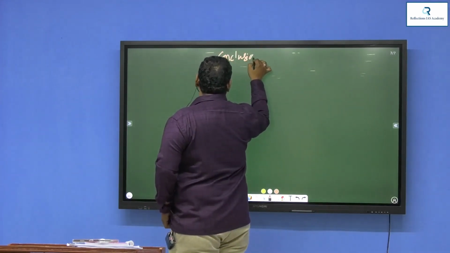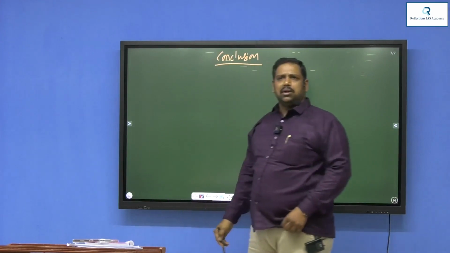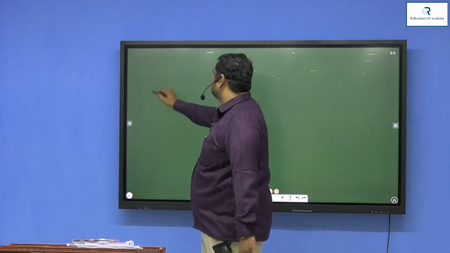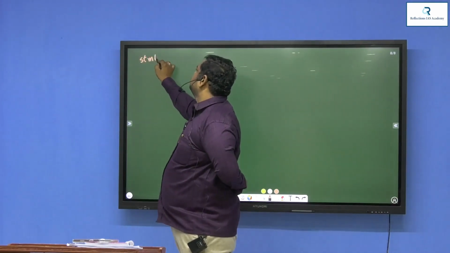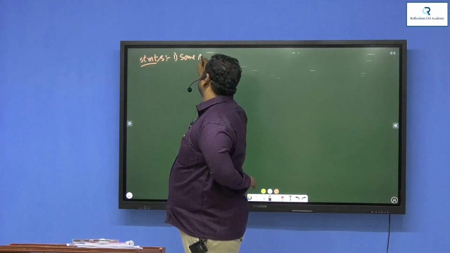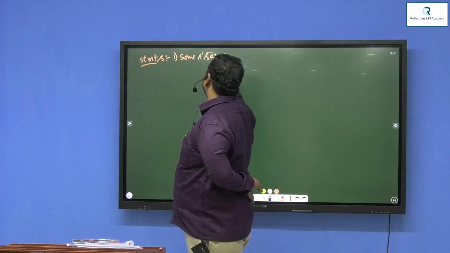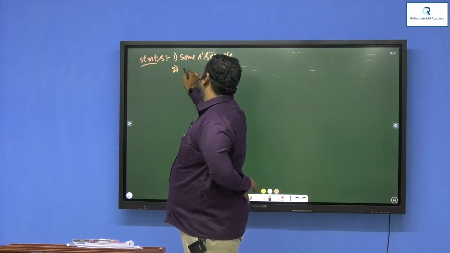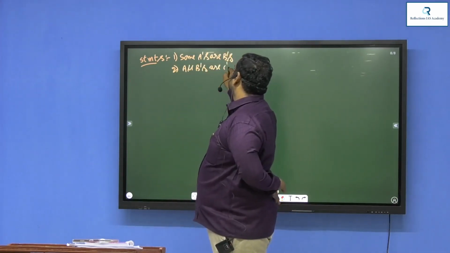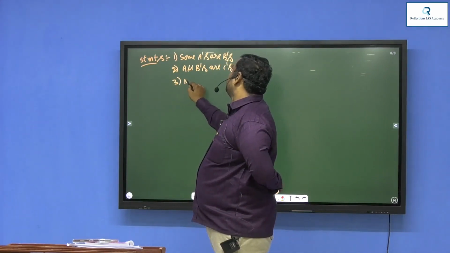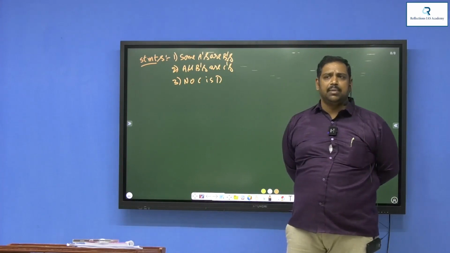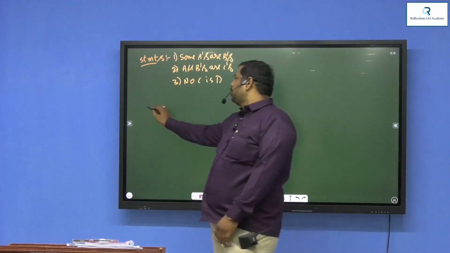If I want to say something about conclusions, first I'll go with one example. The example is statements. First one, some A's are B's. Second one, all B's are C's. The same I am giving. Third one, no C is D. Three statements I made. How many statements I made? Three statements. Now I am going to some conclusions.